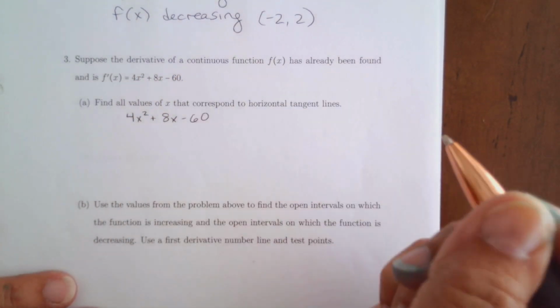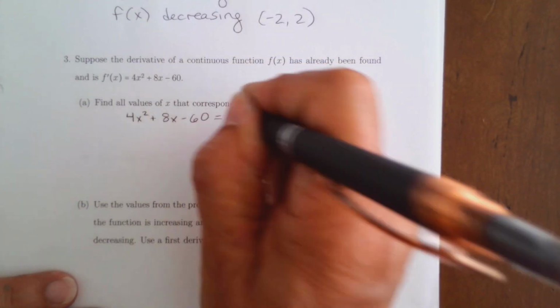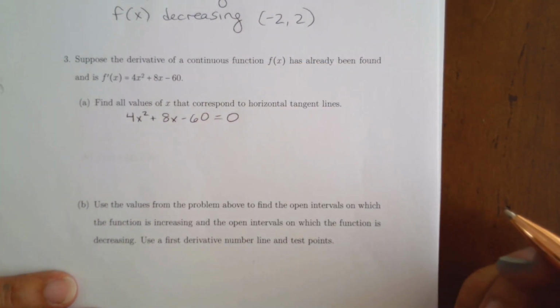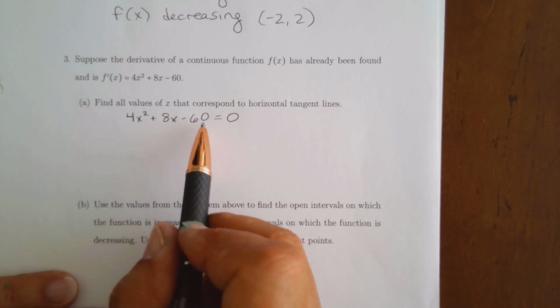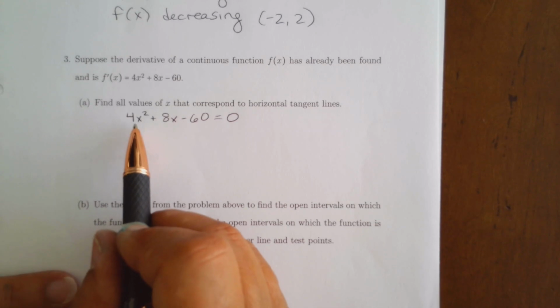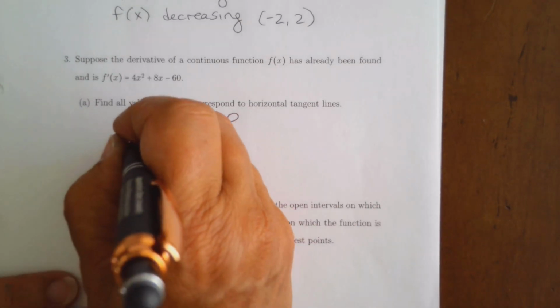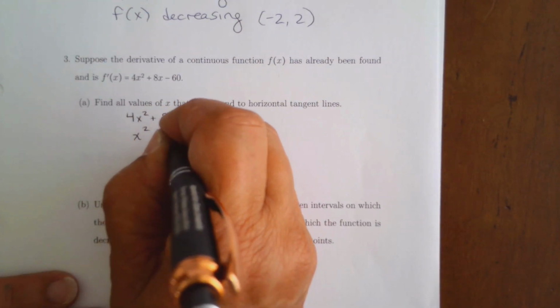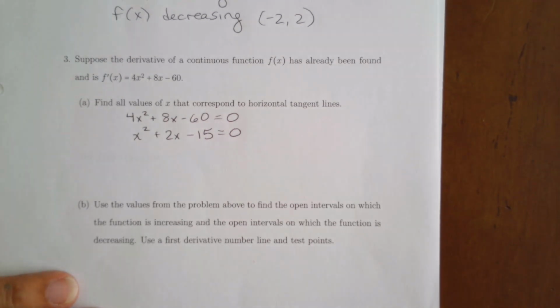Okay, so be very careful. In number 2, you were given f of x, so we had to find f prime. But in this problem, they're giving you the derivative. So we just need to take the derivative and set it equal to 0. So again, to make this easier, I see that all these numbers are divisible by 4. So divide this by 4, this by 4, this by 4, this by 4. So that'll give you x squared plus 2x minus 15 equals 0.